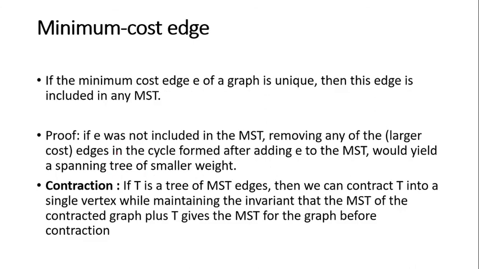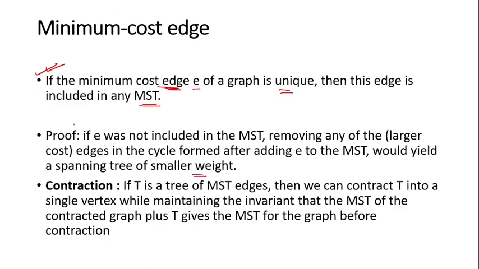Okay. Minimum cost edge. This is also another unique property in the case of a minimum spanning tree. What is this? If the minimum cost edge E of a graph is unique, then that edge is included in the MST. That's what I said: if E is unique, then it will be included. Okay, the minimum cost edge. If E was not included in the MST, removing any edge in the cycle formed after adding E to the MST would yield a spanning tree of smaller weight.